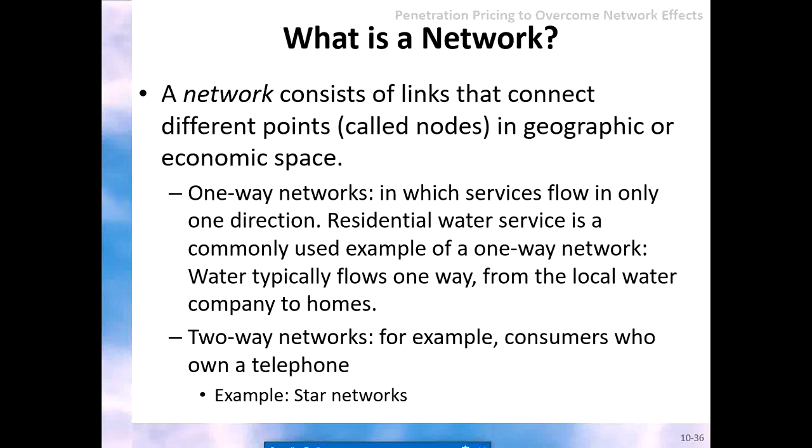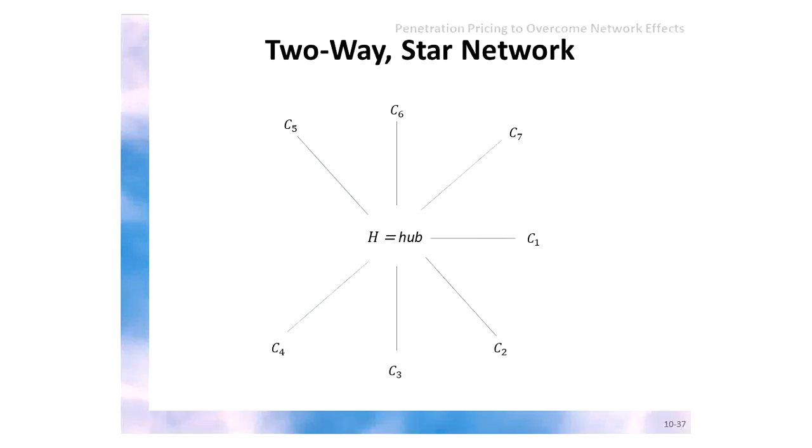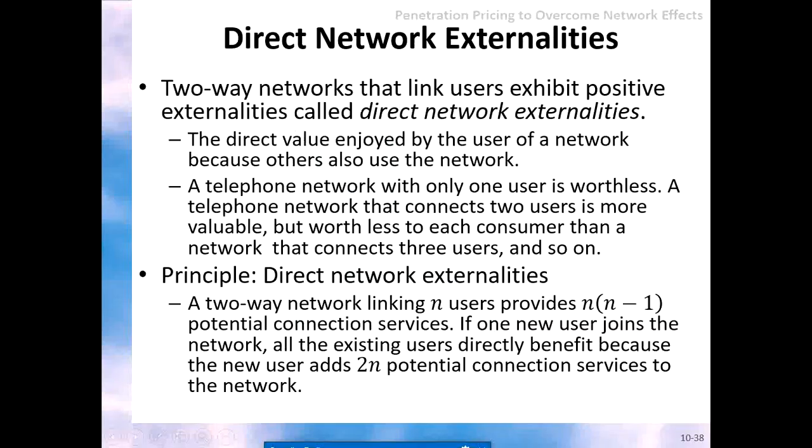We have a two-way network, for example, a consumer who owns a phone, maybe a star network, as we will see later in a graph. So we have this. You can see in this network, this is the hub or the service provider. So consumer 1 can call 2, can call 7, can call 6, can call 5, can call 4. 2 also can call 3, can call 1. Direct network externalities.